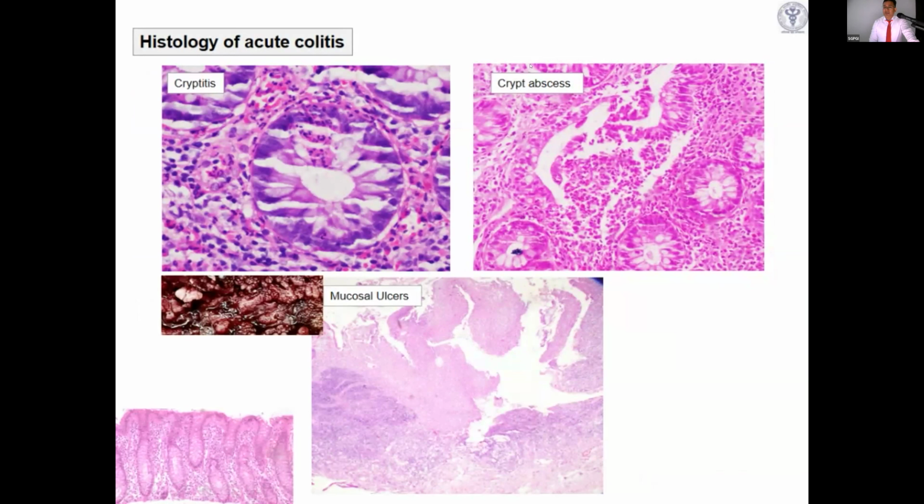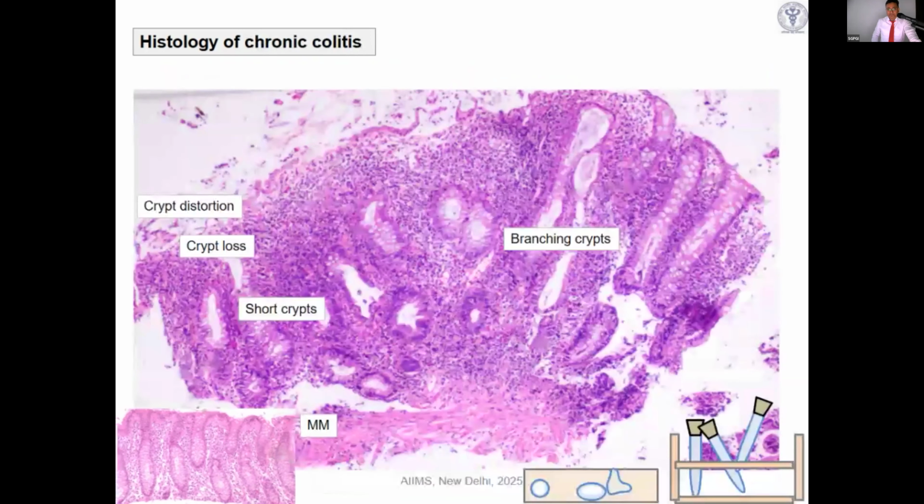Now, what is the histology of acute colitis? We use the word acute when there is a neutrophilic infiltrate in the epithelium. It may be cryptitis, a crypt abscess, or there can be ulcers. If any of these are present and the crypt architecture is preserved, we call it acute colitis or acute infectious type colitis. Also, many pathologists report it as an acute self-limiting colitis, but as pathologists, we should not use this term.